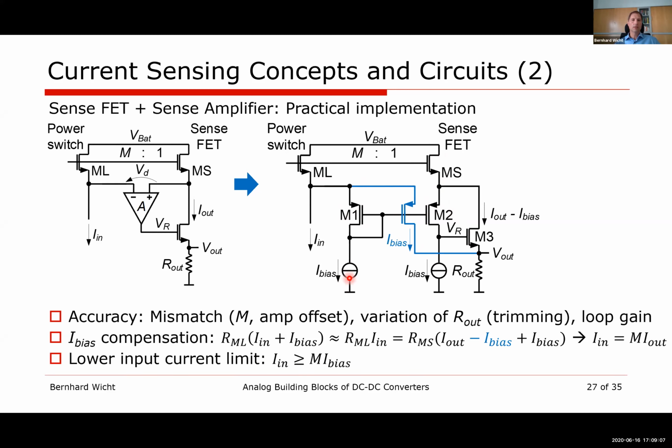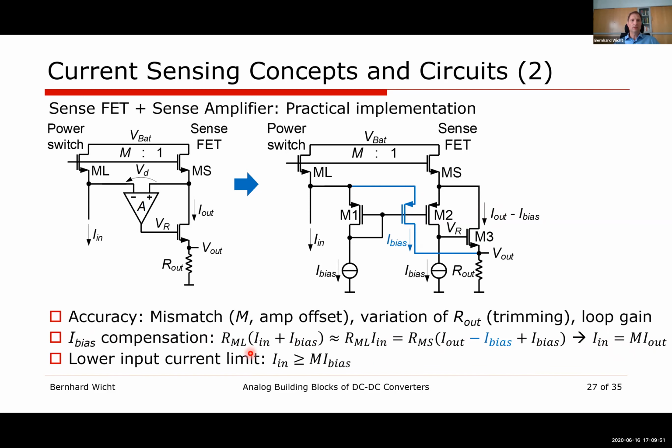To bias everything: in the input node, it doesn't matter, because I bias is in the microamps range, which doesn't matter compared to the main power current, the main load current. But on the output side, I bias really matters. In fact, our output current I out gets I bias subtracted. That's why I'm adding these blue compensation paths, which feed back the I bias from the input, so that in the end our I out is precisely controlled and compensated. That's the second line here. So the input current is then really equal to M times the output current, and we get the proper scaling.